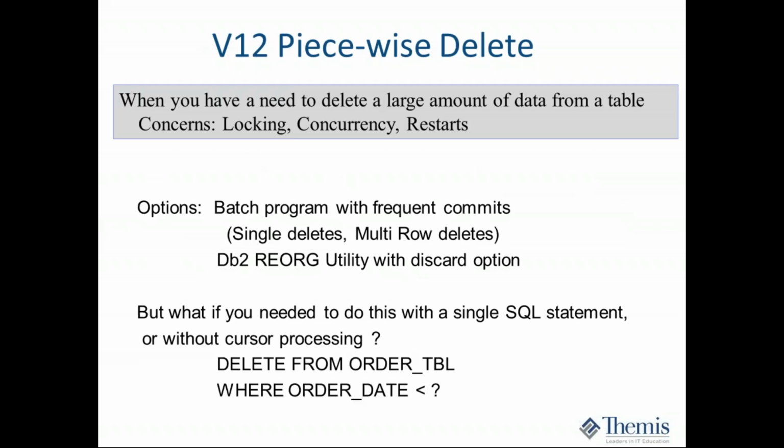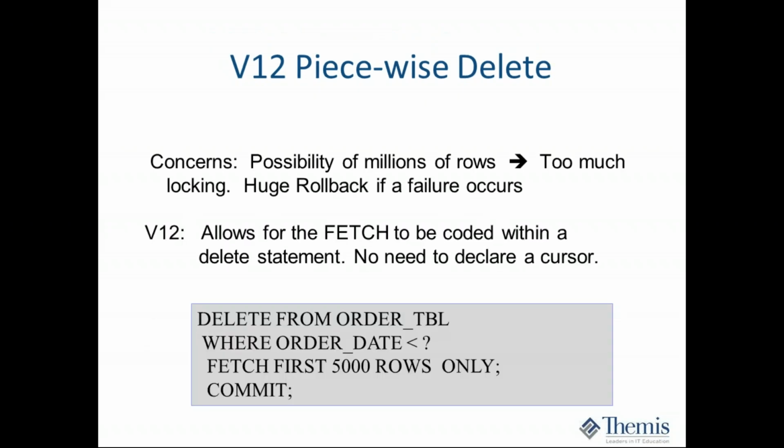Version 12 came up with something called a piecewise delete. We want to try to do this in a single query, but we don't want to delete 2.5 million rows at one time. There are way too many locks going on. So we go into a loop, and we run a delete statement where now we can put a fetch first within the delete statement, and you go through a loop.